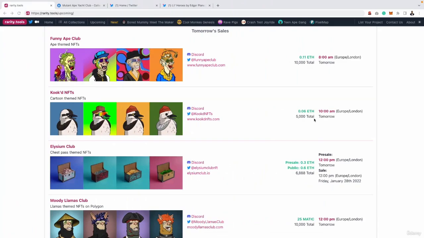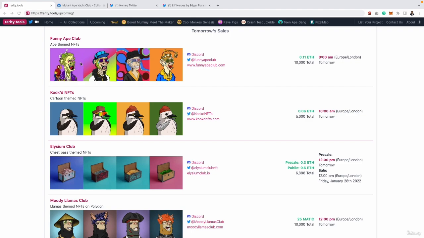Imagine you wake up one morning and you decide to browse rarity.tools, because that is literally what you should be doing if you want to find the best upcoming projects. I typically do this every morning. I'm currently looking at the upcoming projects for tomorrow. We can see we have this one right here, Funny Ape Club. The artwork looks actually pretty cool, like this ape that's kind of mutated a little bit. So you might be interested in this collection.